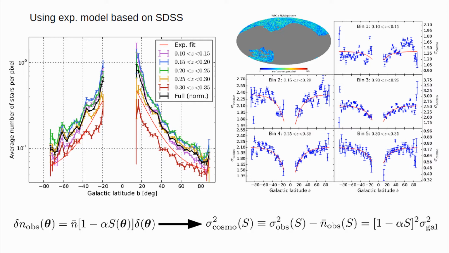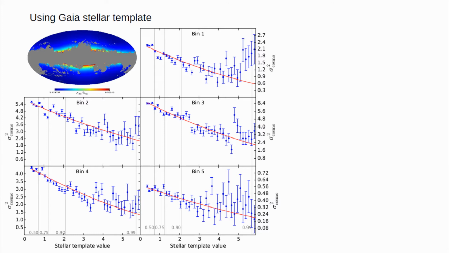So one idea is to go for a stellar density map that covers the whole sky. So I used Gaia's data release 2 to create this stellar density template here. So now there's no information from Supercosmos here anymore. It's just an independent map of stellar density, and then I plot again the variance due to cosmological fluctuations, or what would be cosmological fluctuations, as a function of this stellar template value, and you also get a decreasing trend. When you go to regions with higher stellar density, you have less variance. And you can see here the red line is the fit, and it works reasonably well.